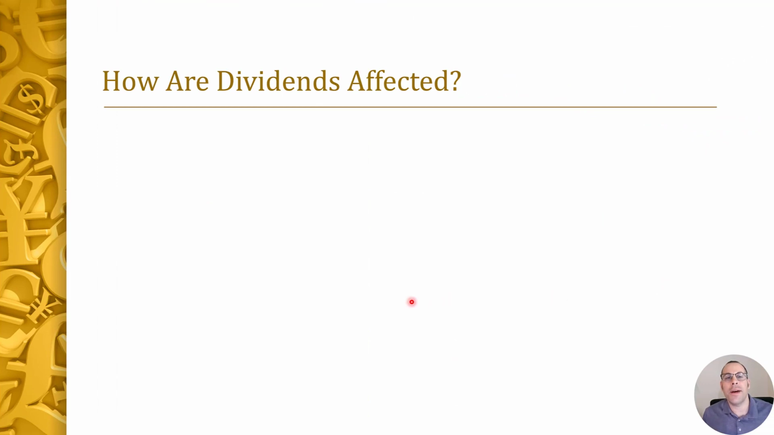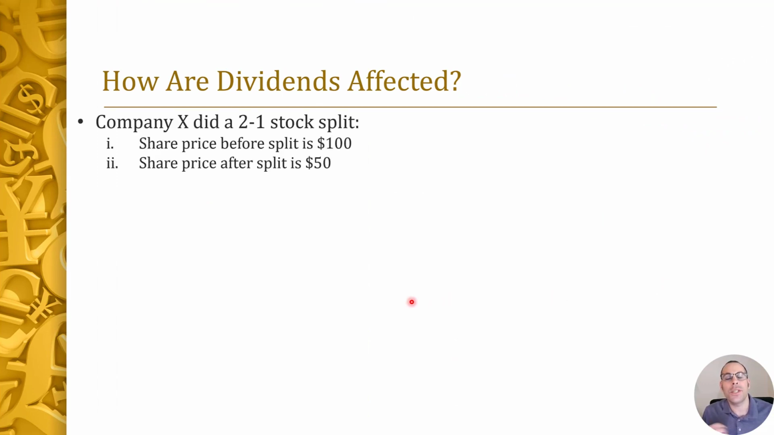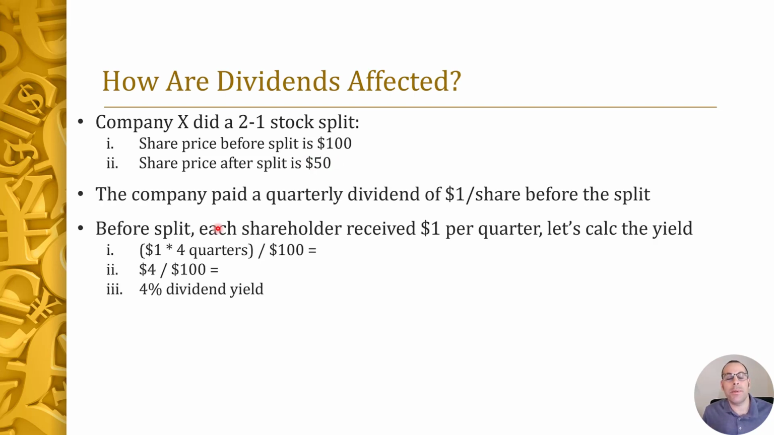How are dividends affected with a stock split? Well, let's just say company X did a 2-for-1 stock split. Before the split, the stock was trading at $100. After the split, it's trading at $50. Before the split, each shareholder received $1 per quarter. So let's calculate the yield. You first have to annualize the dividend. There's 4 quarters in a year, so 4 times 1 over the share price. So $4 over $100. The dividend yield is 4%.